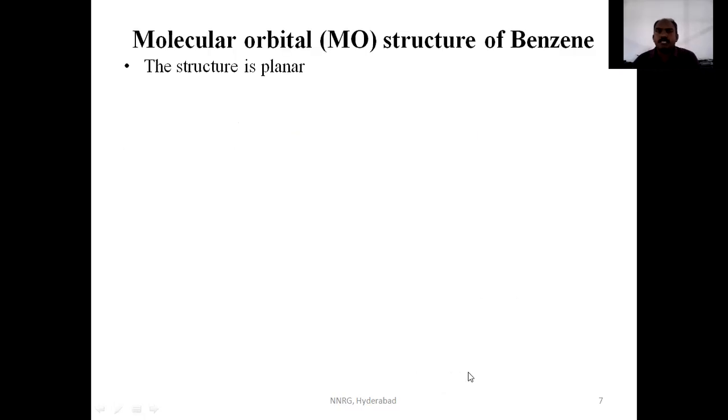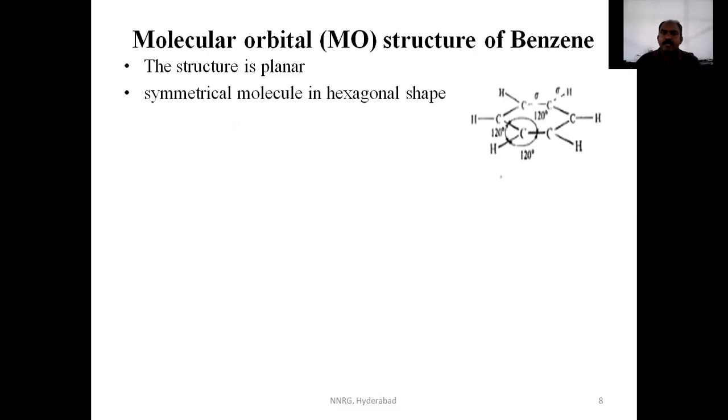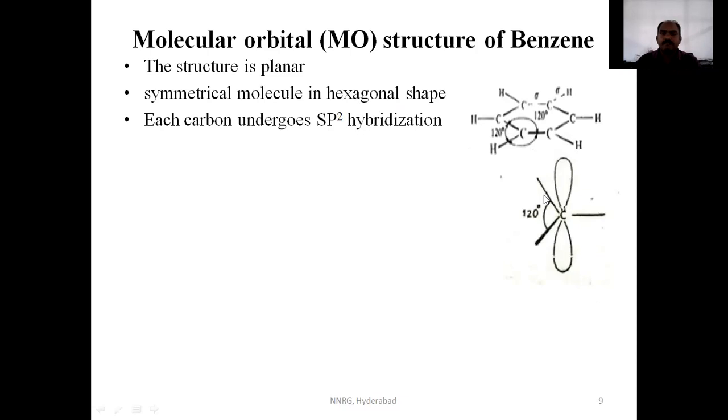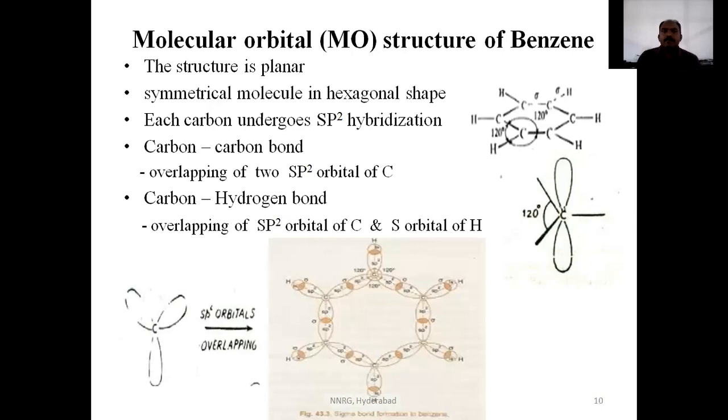Coming to the molecular orbital structure of benzene, the structure of benzene is planar. The structure is planar and it is very symmetrical, having a hexagonal shape. When it comes to the hexagonal shape, the bond length between carbon and carbon will be similar. The bond length between carbon and carbon will be the same. All the carbons in benzene undergo sp2 hybridization. The carbon-carbon bond is formed by the overlapping of sp2 hybridized carbons.